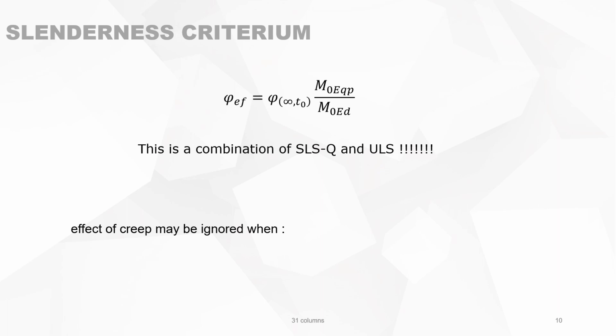The effect of creep may be ignored when this condition is fulfilled, all of them. So the actual creep coefficient must be smaller than 2, which is often the case. Slenderness smaller than 75, and the eccentricity of the normal force must be larger than h.